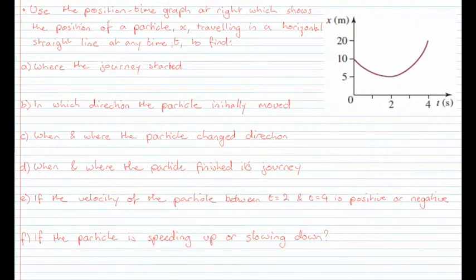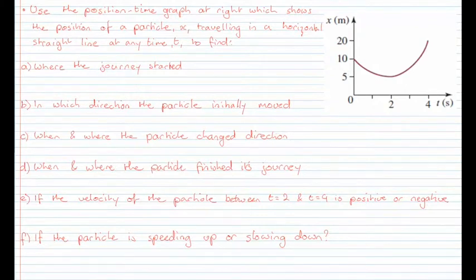Okay, there's a lot of questions here, but you can get all of this information quite easily just from this graph shown at right. So let's break it down, one at a time. First question says, where did the journey start? Well, the journey starts when t is equal to 0. That is, when everything starts. When time is 0, that's the very beginning.